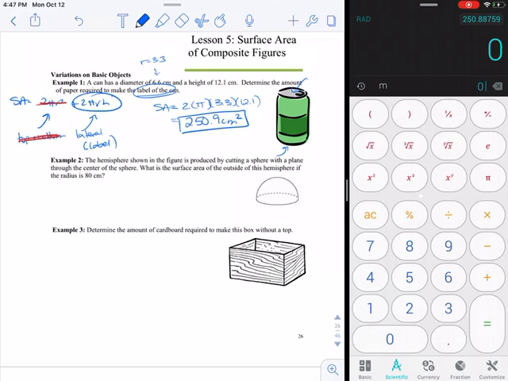All right. Here we have a hemisphere, so a half of a sphere. It's produced by cutting a sphere with a plane through the center. What is the surface area of the outside of this hemisphere if the radius is 80 centimeters? So we have to use a couple different things. The surface area of a sphere is 4 pi r squared, but we don't need the whole thing, we just need half of it. So let's do all of that and then divide it by 2. That's going to give us the outer shell.